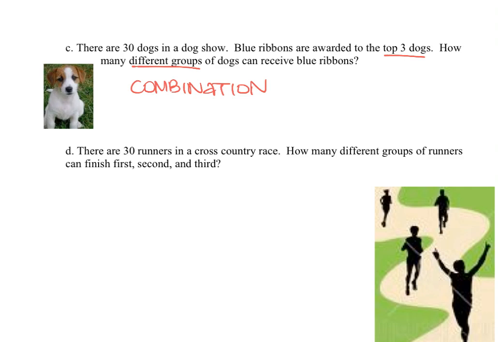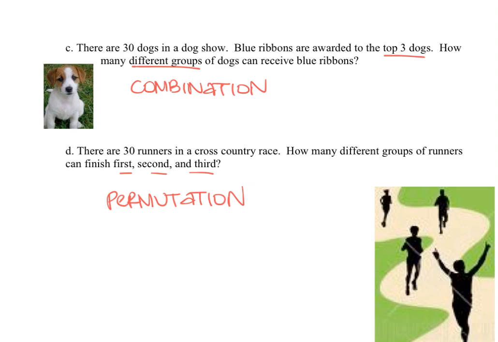So it's a combination. Now we can contrast that with D that says there are 30 runners in a cross-country race. How many different groups of runners can finish first, second, and third? This is a permutation. The order matters. I care if I get first or if I get third. That would be a difference, and so the order matters there. All right, so the key is that for a permutation, the order matters, and for a combination, the order does not matter.